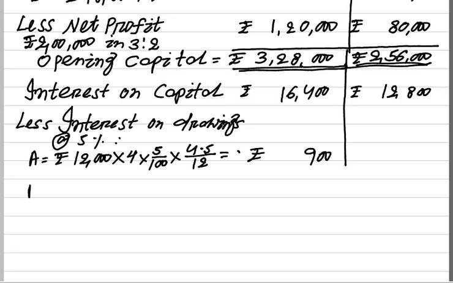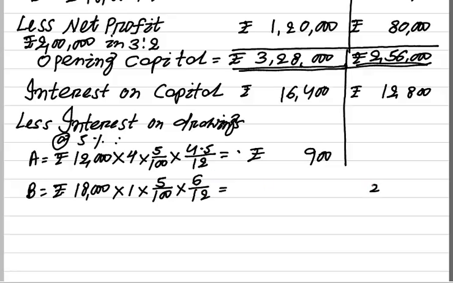And that of B, it is like this. B is drawing rupees 18,000 half yearly. So for the first half year we have to calculate interest, and for the second half year we will not be calculating interest. So let's calculate the simple interest at 5% for 6 months, 6 by 12, that is rupees 450.